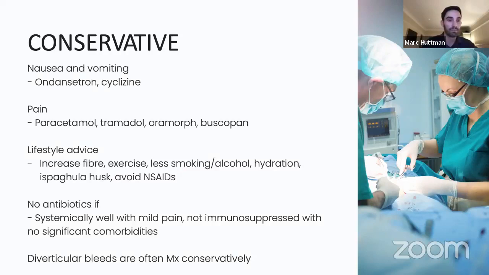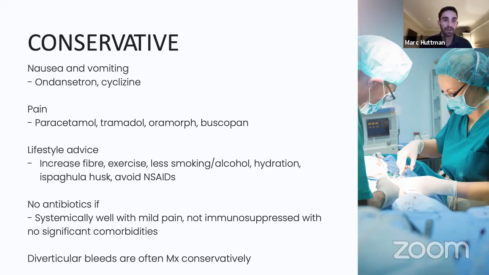So nausea and vomiting, treat that, give them ondansetron, give them cyclizine. Pain, treat them with the ladder of analgesia: start with paracetamol, then go for a weak opioid, then a strong opioid. Buscopan can be quite helpful, aka hyoscine butylbromide, which is an antispasmodic. And when you have colicky pain, that's quite helpful.